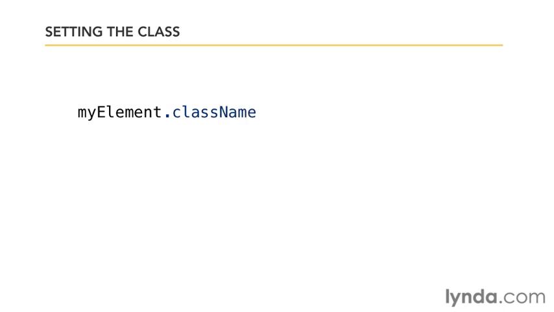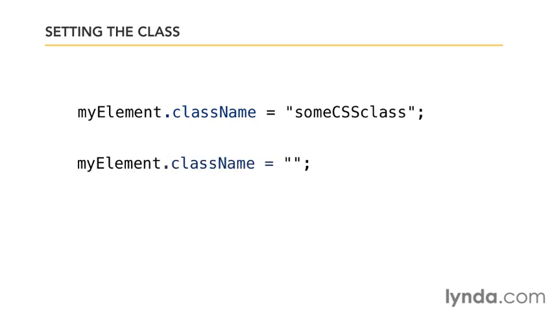We grab the element and set its .className property to whatever the name of your class is in your CSS file. If you need to clear it, you could actually clear it just by setting it equal to an empty string. So let's see a couple of examples.